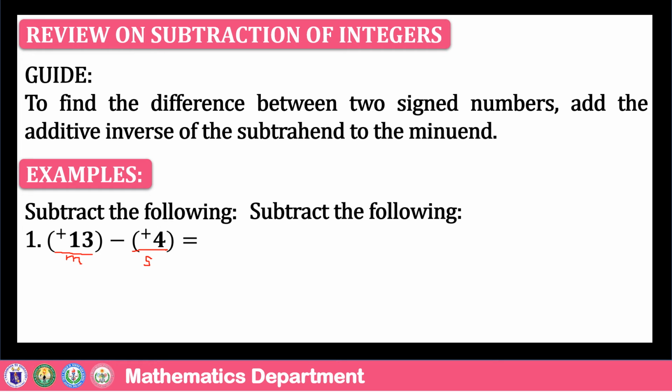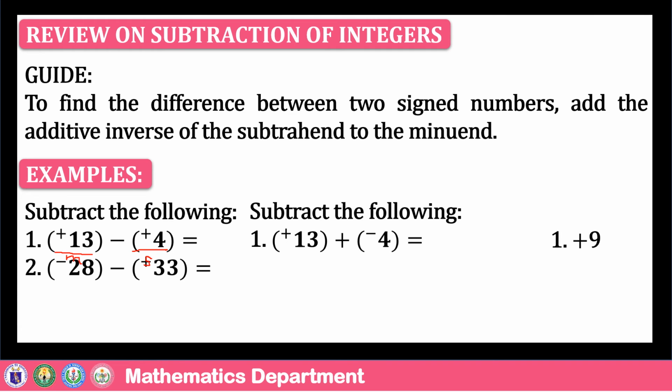So ang sabi niya, kuhanin muna natin yung additive inverse ng ating subtrahend. So in this case, since ito ay positive 4, magiging negative 4 na ito at magpuproceed tayo sa addition. So what we have here is positive 13 plus negative 4. And applying yung rules natin sa pag-a-add natin ng integers, this will give us positive 9. For number 2, negative 28 minus negative 33.